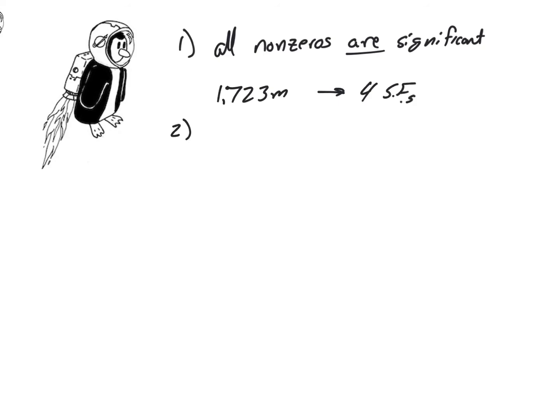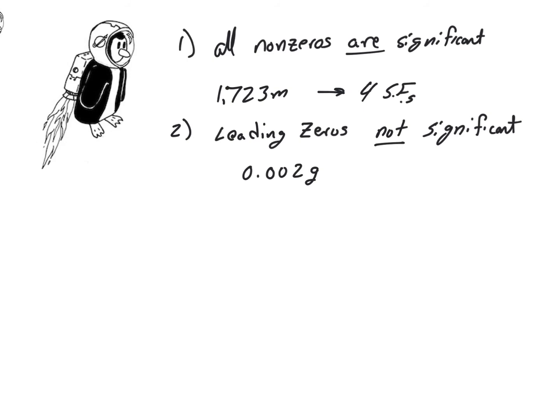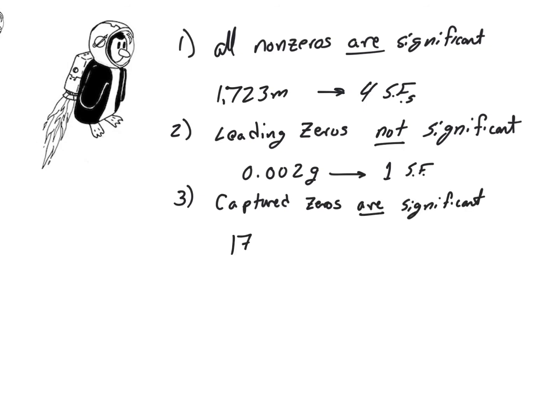The second rule: leading zeros, or the ones in the front, are not significant. 0.002 grams only has 1 sig fig. Those zeros in the front are just there to tell us how small it is. The third rule is that any zeros that are captured are significant. The number 1701 has 4 sig figs. 0.0201 grams has 1, 2, 3 sig figs. The zeros up front don't count because of rule number 2.